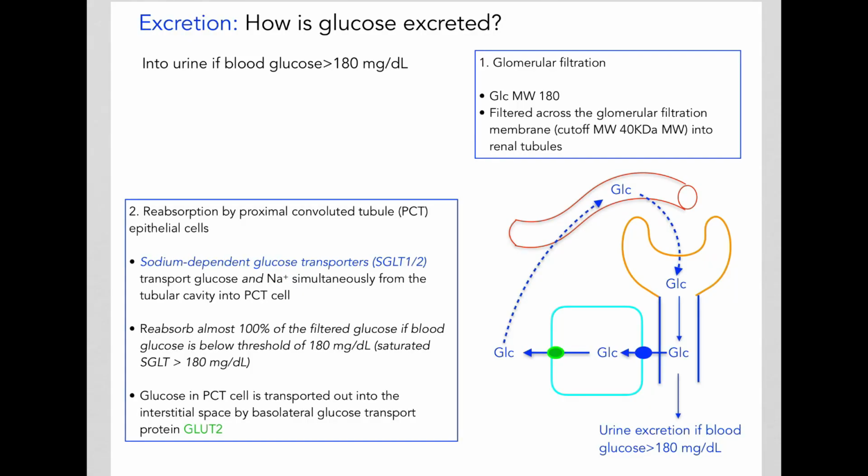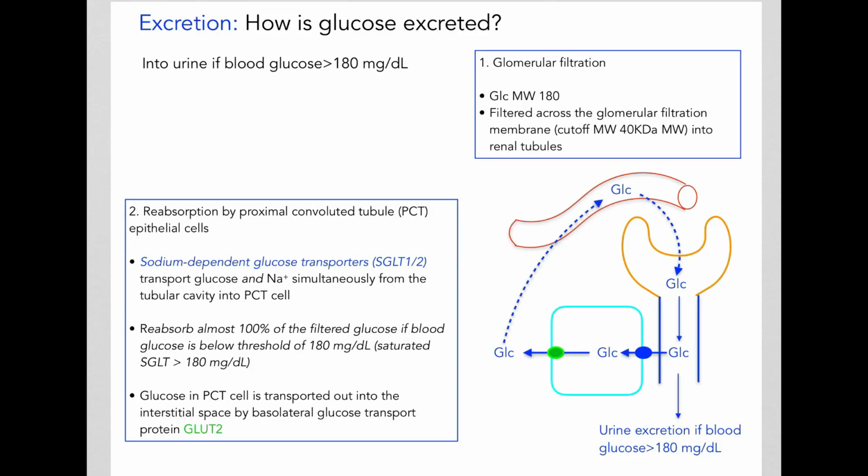Now what about glucose excretion? How is glucose excreted? Glucose is excreted if our blood glucose concentration exceeds a threshold of about 180 milligrams per deciliter. So if your blood glucose goes more than 180 milligrams per deciliter, then we could see glucose in the urine. That excess glucose is excreted into the urine.